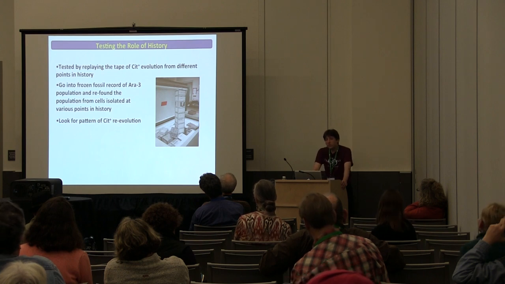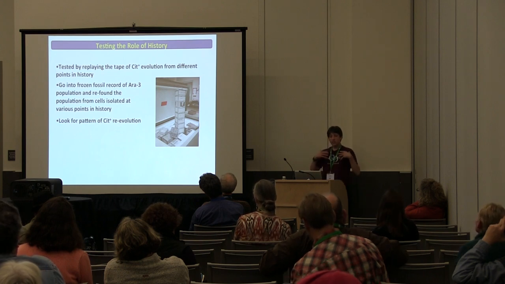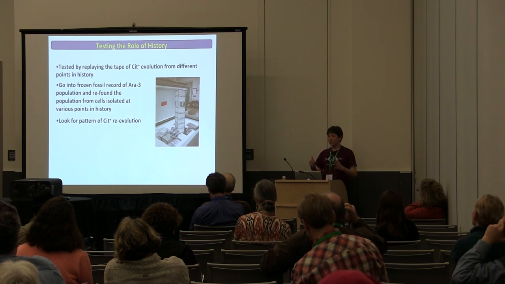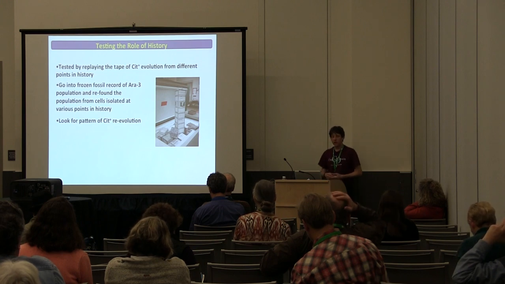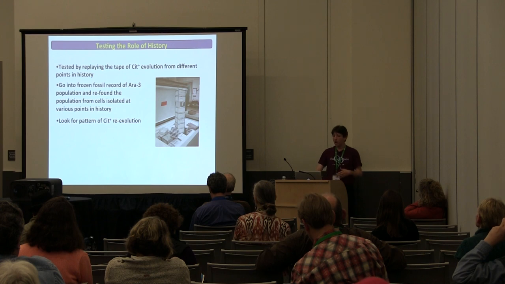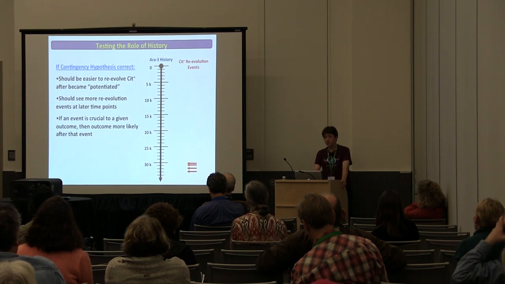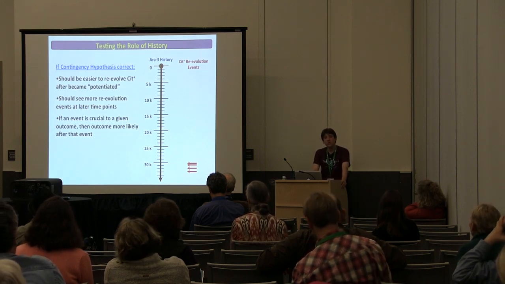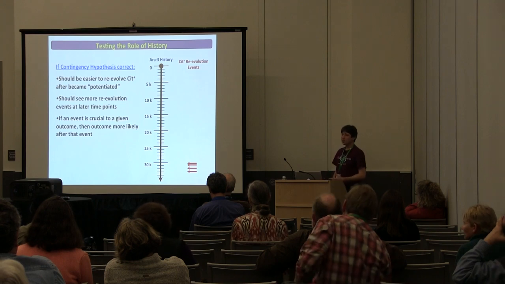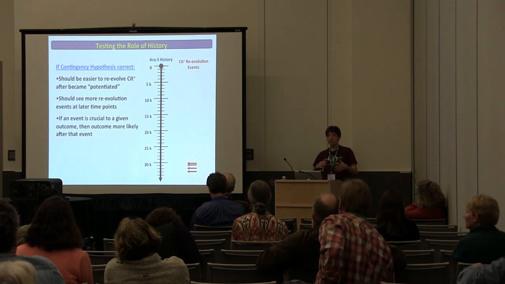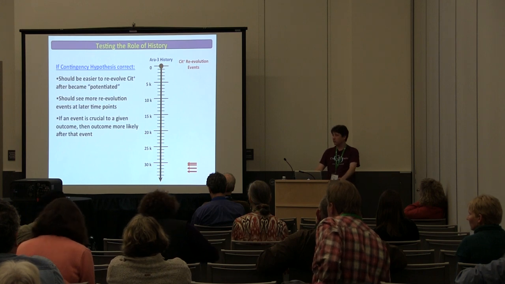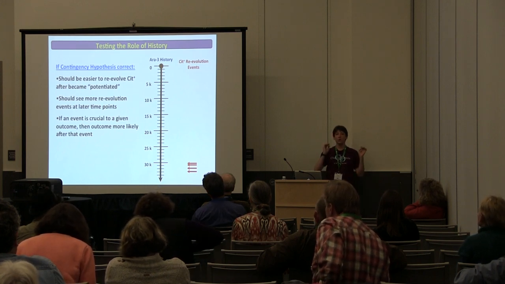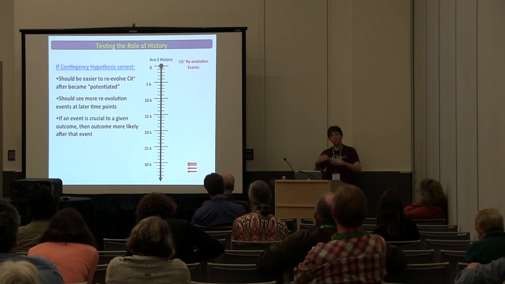And thankfully, in the lab, we can do this. I was able to test the hypothesis by replaying the tape of surplus evolution from different points in the history of this population. So I was able to go into the freezer, the fossil record of error minus 3, and refound the population from cells isolated at different points, and then look at the pattern of surplus evolution. So if the historical contingency hypothesis is correct, it should be easier to re-evolve surplus after it became potentiated, after those necessary predetermining mutations took place, and then I should see more re-evolution events at later time points. Because after all, if an outcome is crucially dependent upon a given event, it becomes more possible after that event takes place.